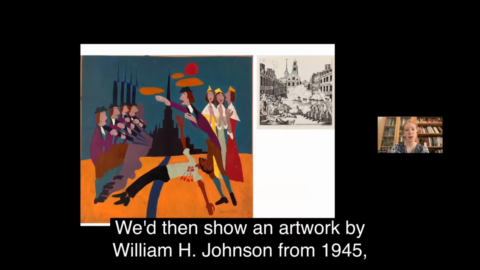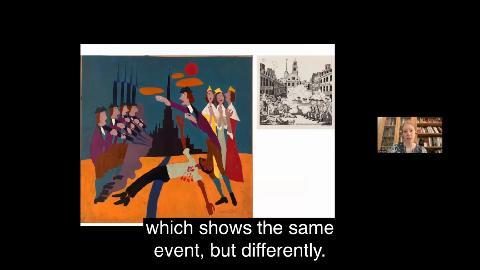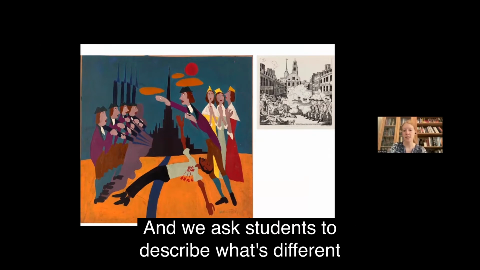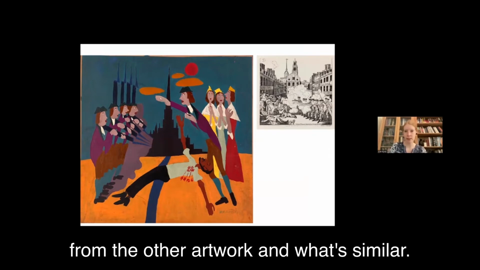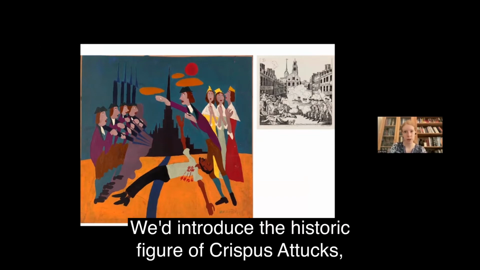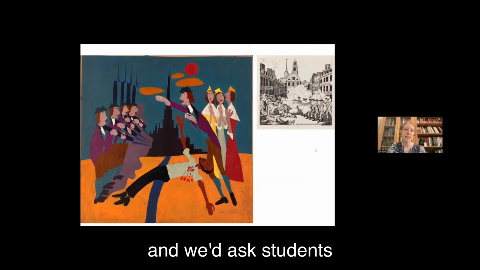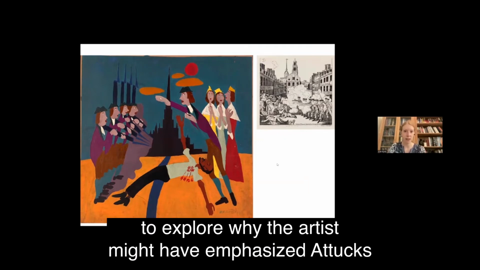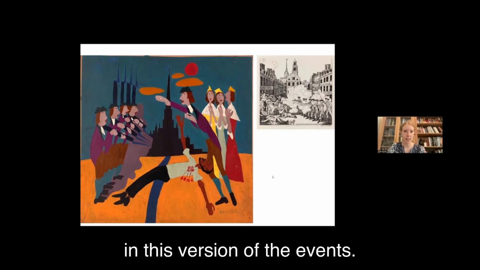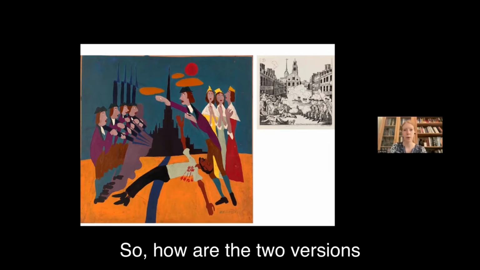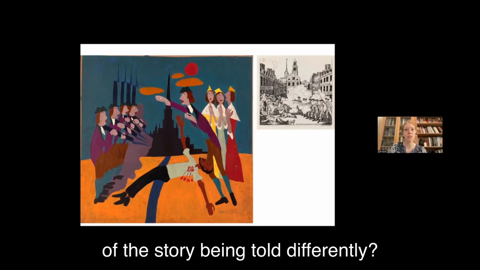We'd then show an artwork by William H. Johnson from 1945, which shows the same event but differently. And we'd ask students to describe what's different from the other artwork and what's similar. We'd introduce the historic figure of Crispus Attucks, who is the figure on the ground, and we'd ask students to explore why the artist might have emphasized Attucks in this version of the events. So how are the 2 versions of the story being told differently?